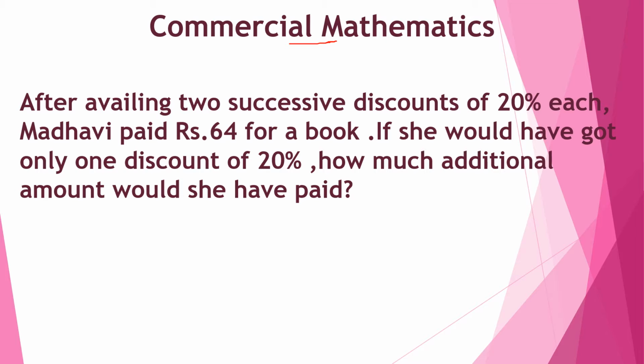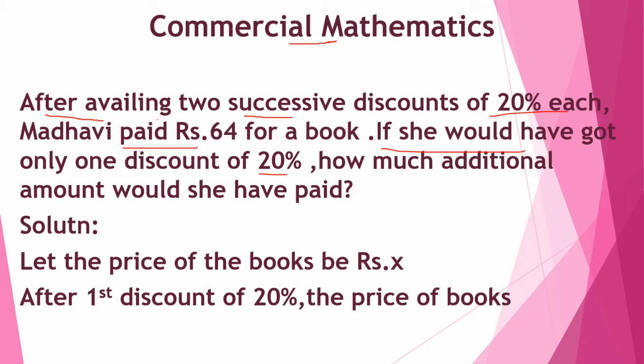So we were dealing with commercial mathematics, and many of the sums we have started, but we'll be going with the next part. After availing two successive discounts of 20% each, Madhvi paid rupees 64 for a book. If she would have got only a discount of 20%, how much additional amount would she have paid?